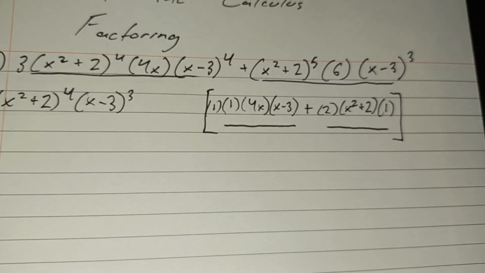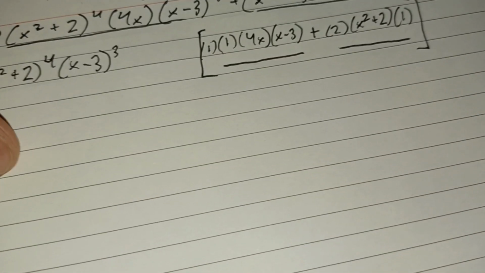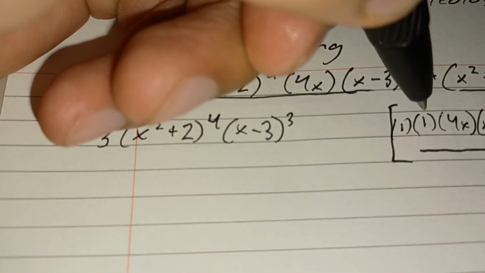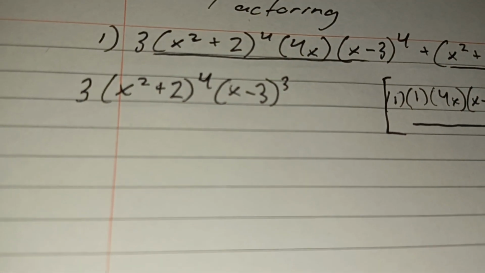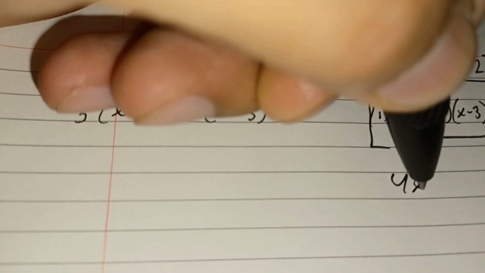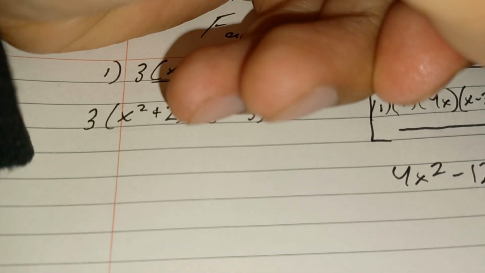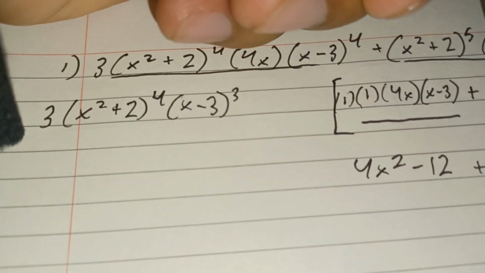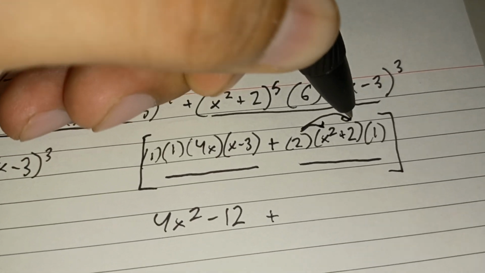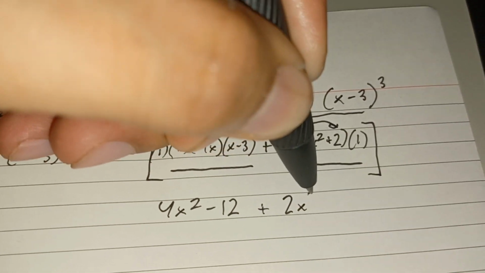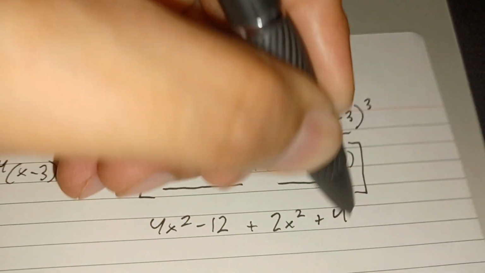What can we do? We can basically combine like terms. Basically just multiply this and multiply that and add it together by combining like terms. So 1 times 1 is 1. 4x times (x - 3) is going to give us 4x^2 - 12, right? Plus 1 times 2 is 2, and using the distributive property, we have a plus 2x^2 plus 2 times 2, that's 4.